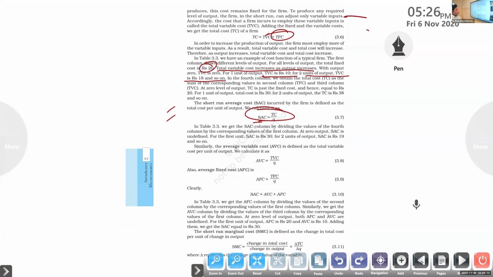So short run average cost, SAC, can be calculated with an example or equation. TC, total cost divided by the quantity. And how to find out the total cost? Total cost is equal to TVC plus TFC, right?